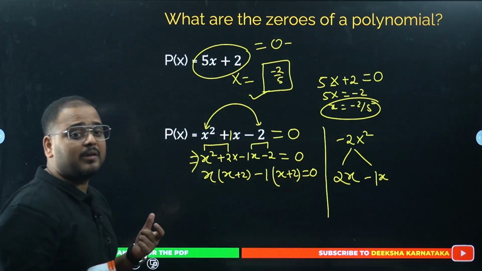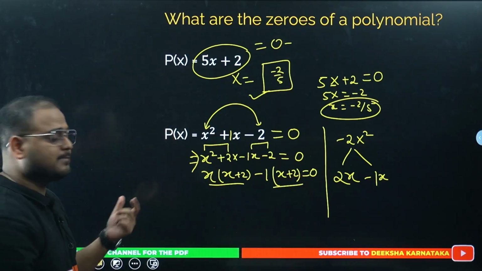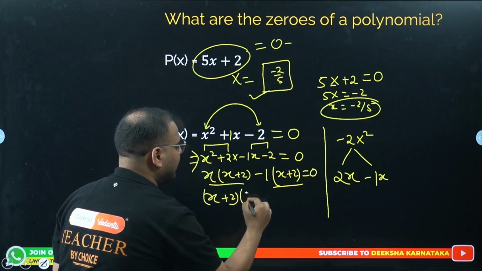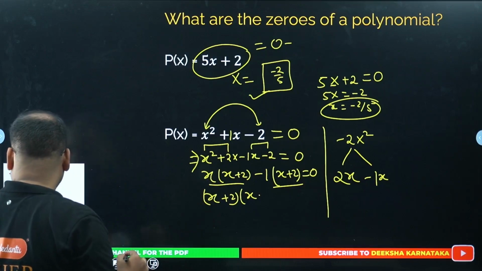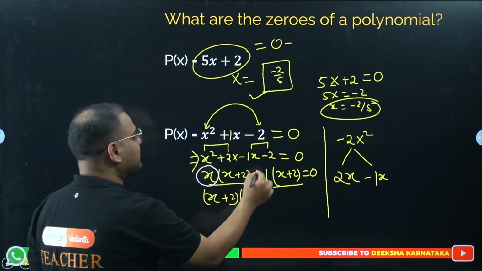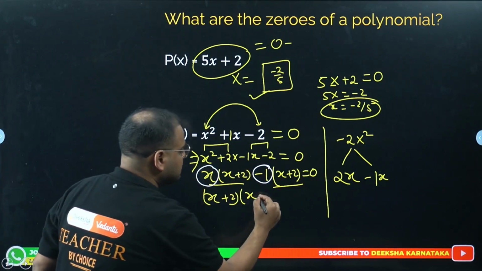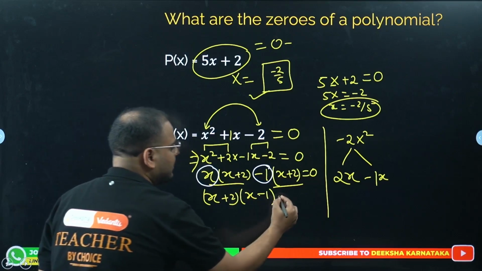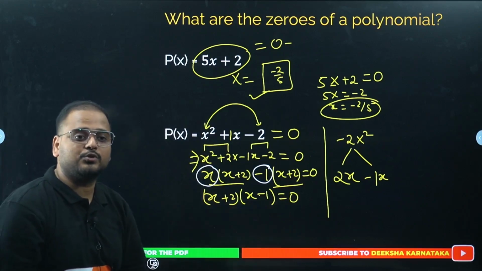What is common now? How many terms do we have? 2 terms. Term number 1, term number 2. What is common? x plus 2 is common. Take x plus 2 common. What do we have left? x in the first term. In the second term, what is left? Minus 1 is left. So what can I write here? x minus 1. So my factors have become x plus 2 times x minus 1 equal to 0.